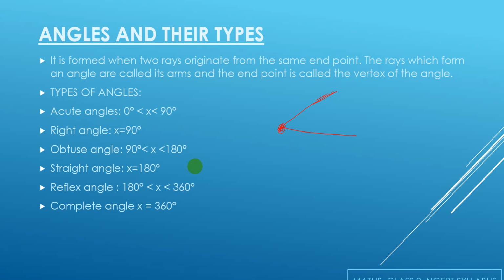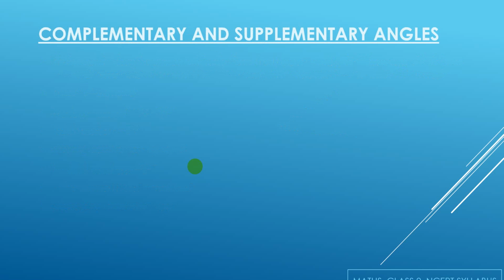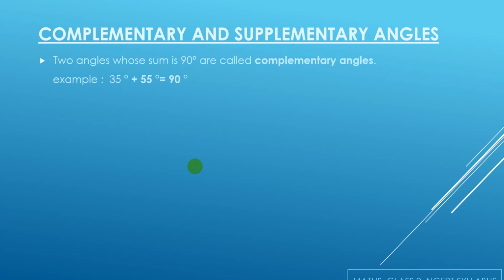Now you all are very well versed with the angles and their types. This was just a small recap. Now let's move to the next topic, which is your complementary and supplementary angles. Now these are pairs of angles. When the sum of two angles in a pair is equal to 90 degrees, these are known as complementary angles. For example, 35 degrees and 55 degrees, if I add them up, they will add up to 90 degrees. That means it is a complementary pair.